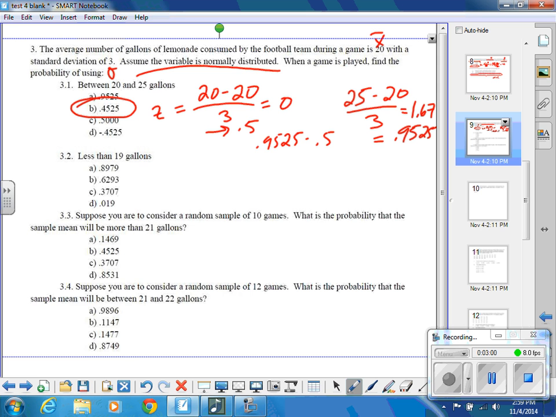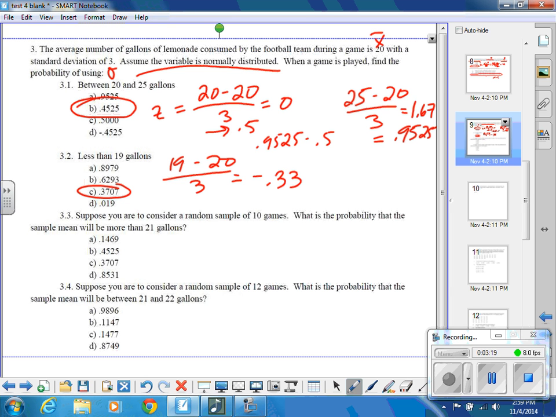The next one says less than 19 gallons. Well, I need to find 19 minus 20 all over 3, which gives me -0.33. It does matter what order you subtract in, otherwise these will be wrong, so please get that correct. And it's always your test x minus your mean, always.